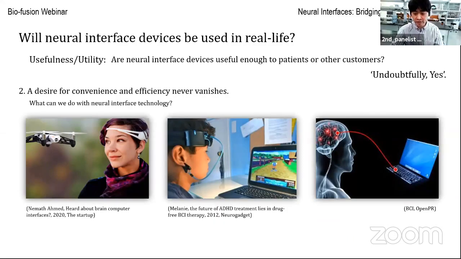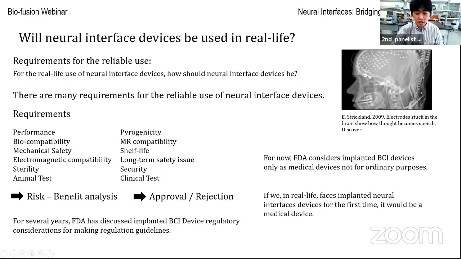For another supporting reason for claiming the usefulness of neural interface devices, the desire for convenience and efficiency will never vanish. As we have seen in a future where neural interface devices are used for ordinary purposes, it will help people control machines conveniently and communicate quicker. It may not sound appealing enough to make people research and develop neural interface devices for those purposes. However, if those technologies are available, the transition of the realm of application can be really quick. So I think neural interface devices will be undoubtedly useful.